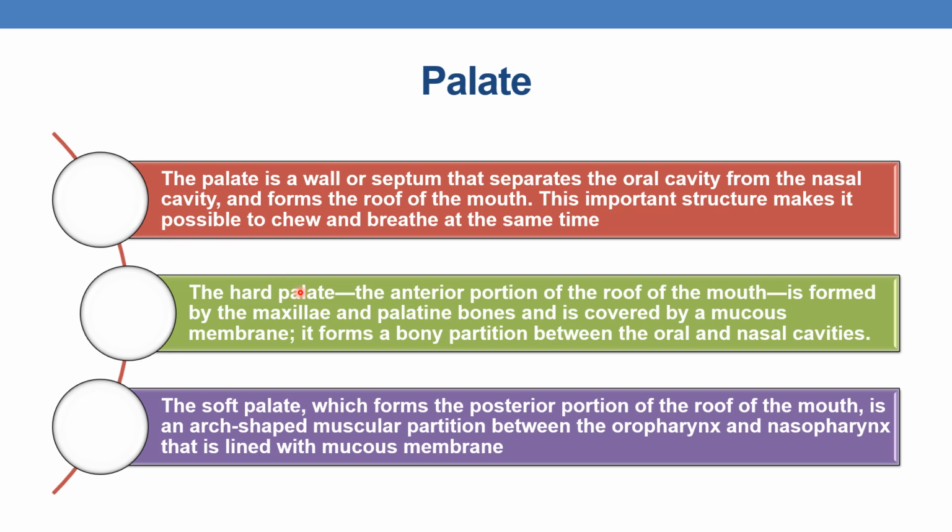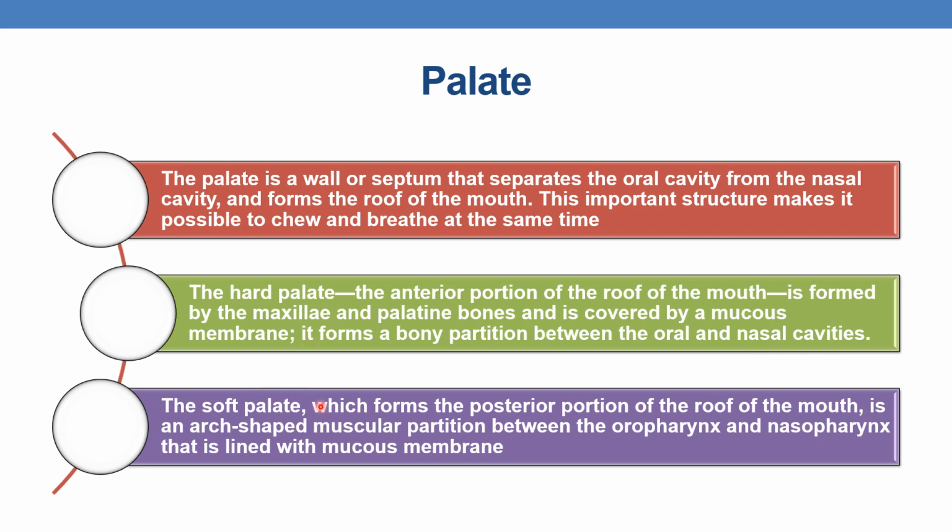The hard palate. Coming to the hard palate, the anterior portion of the roof of the mouth is formed by the maxillae and palatine bones. Hard palate is formed by maxillae and palatine bones and is covered by mucous membrane. It forms the bony partition between the oral and nasal cavity.